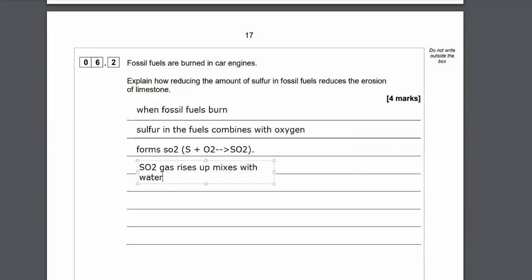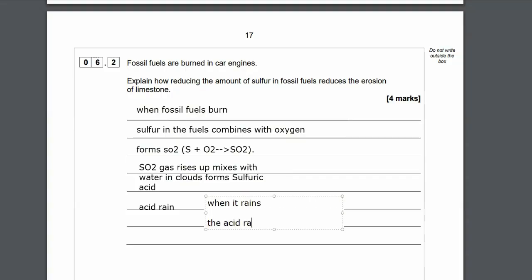It rises up, mixes with water in the clouds. It forms acid rain. When it rains down, the acids react with the carbonates that are in the rock. Now, limestone is like calcium carbonate, or it's a type of carbonate. So when the acid rain reacts with it, yeah, it erodes the limestone.